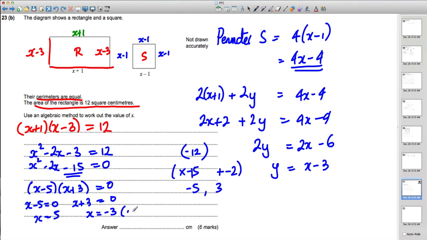Now, you ignore this one. x can't be -3, can it? Because if it were, then this would be a negative length, and you can't have that. So x is 5 is the only possible answer. Then check everything you did worked.